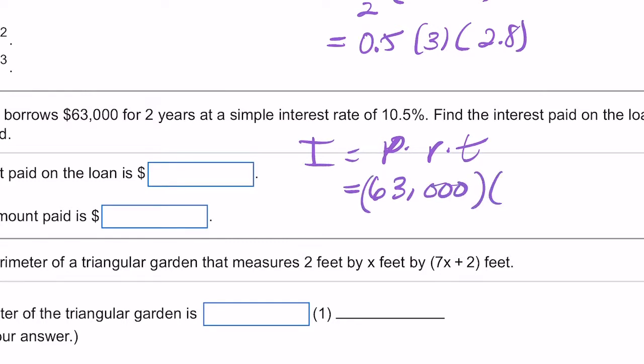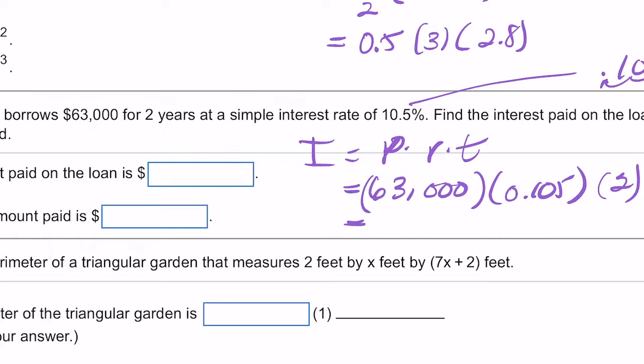The rate is 10.5%, so remember we need to change that to a decimal. So just move the decimal back 2 places to the left. And then times the time, which is 2. So if you multiply through those 3 numbers together, you'll end up with $13,230. So that's the interest you paid on the loan.